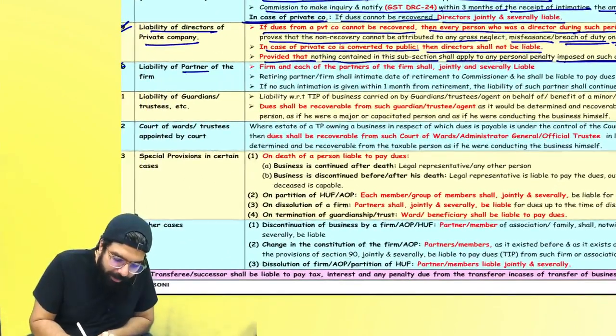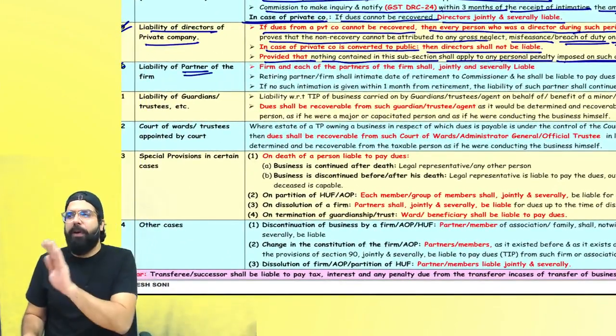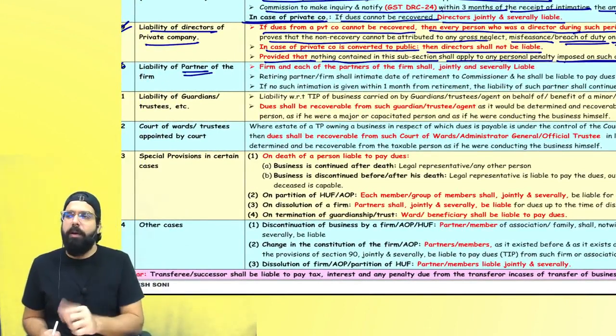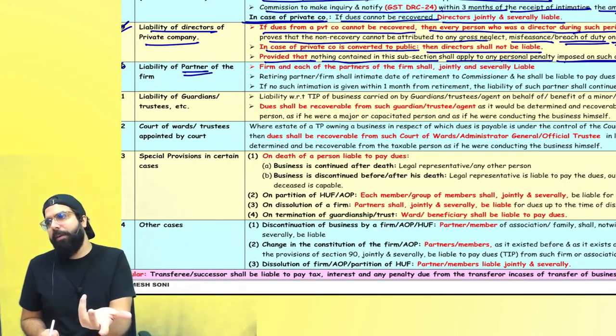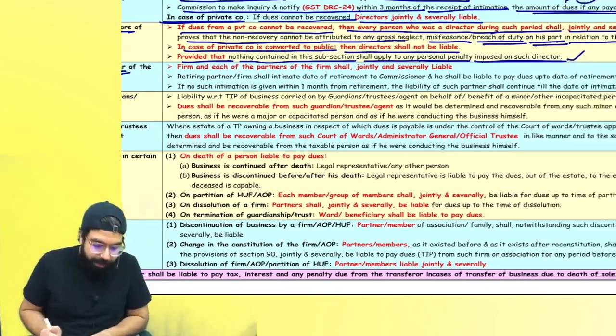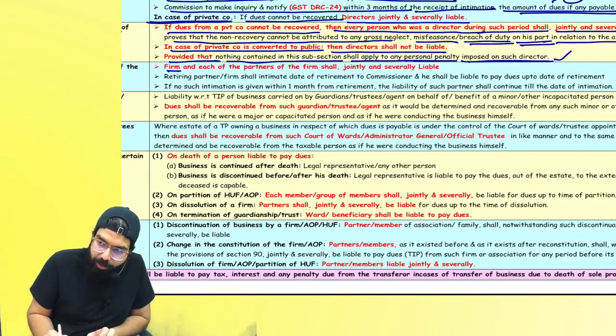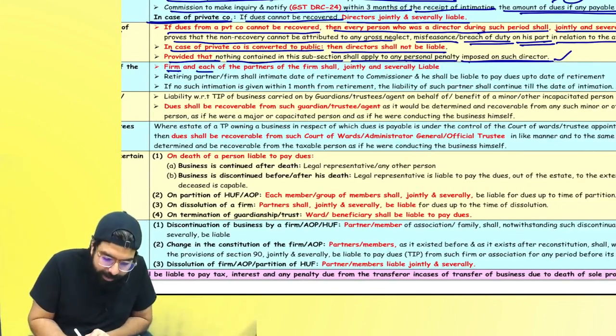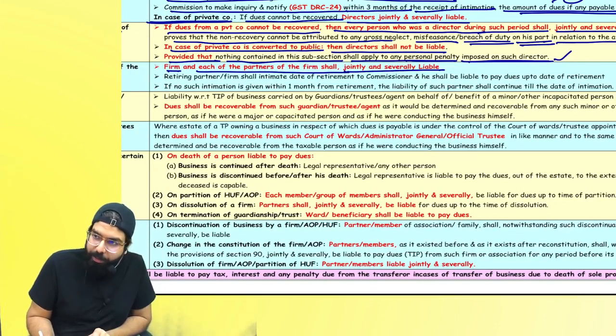Sir, liability of partners of a firm. Tell me one thing. If a partnership firm could not pay the dues, who will be liable? All the partners will be jointly and severally liable. Sir, sleeping partners, so what? All the partners will be liable. Can I go ahead? The firm will be liable first of all. If the firm could not pay, then each of the partners shall be jointly and severally liable.